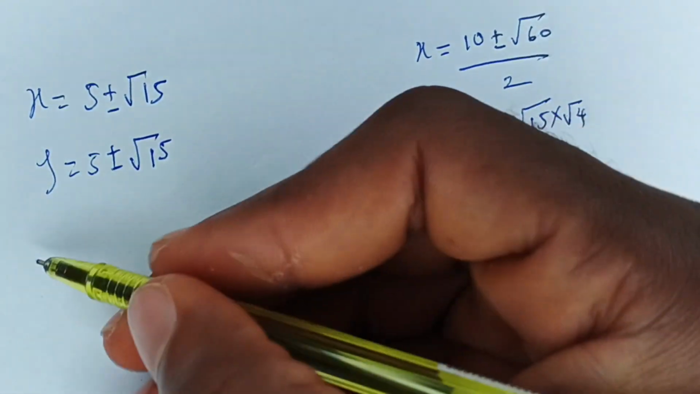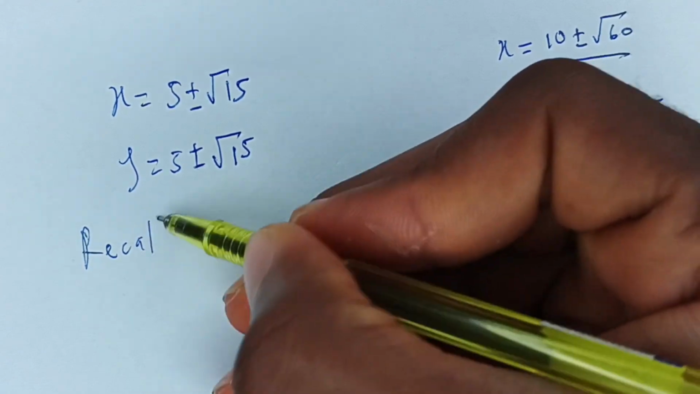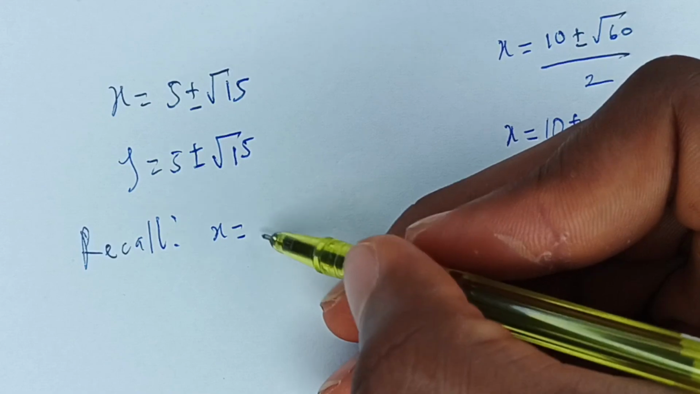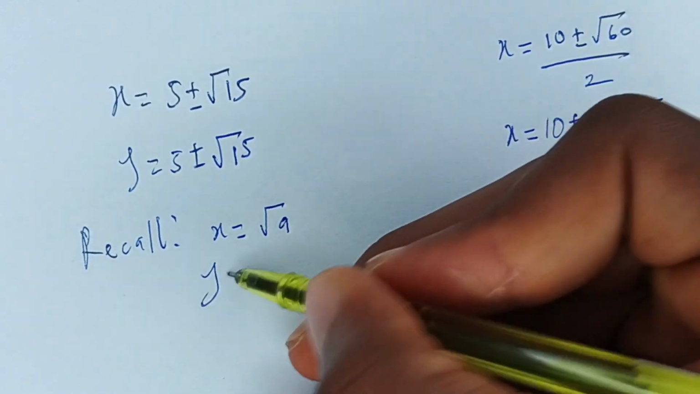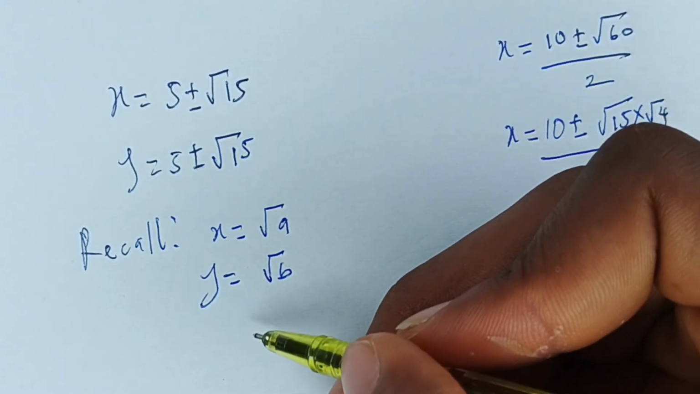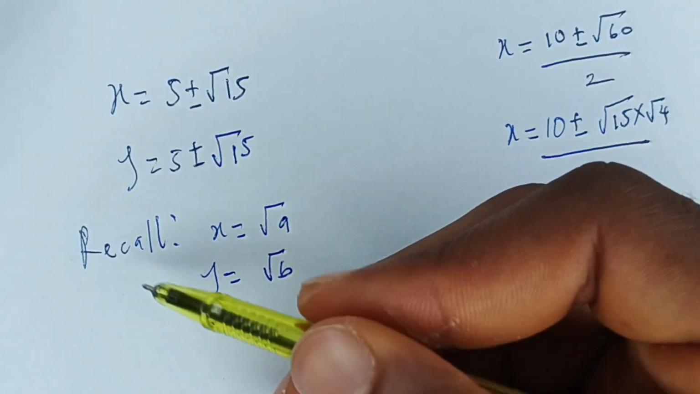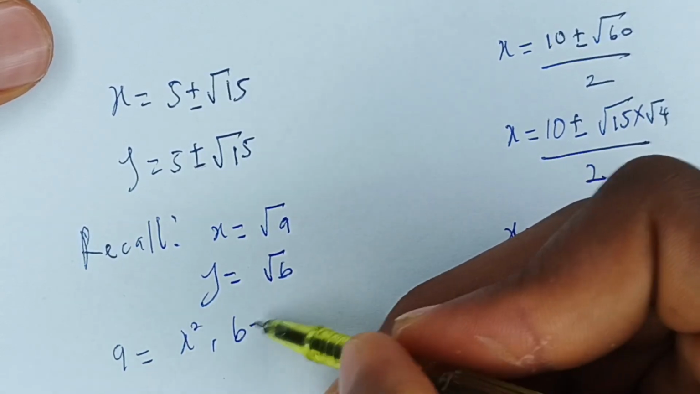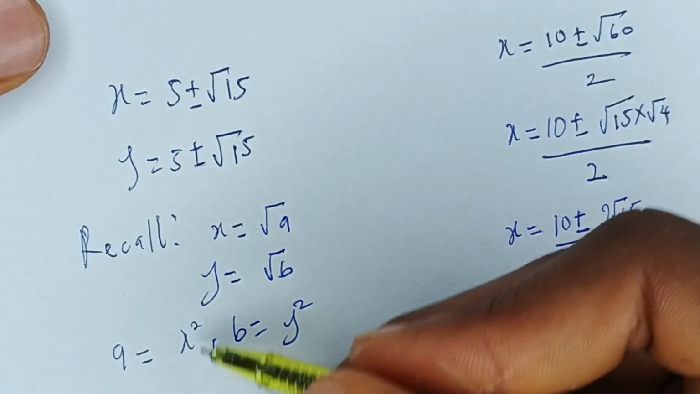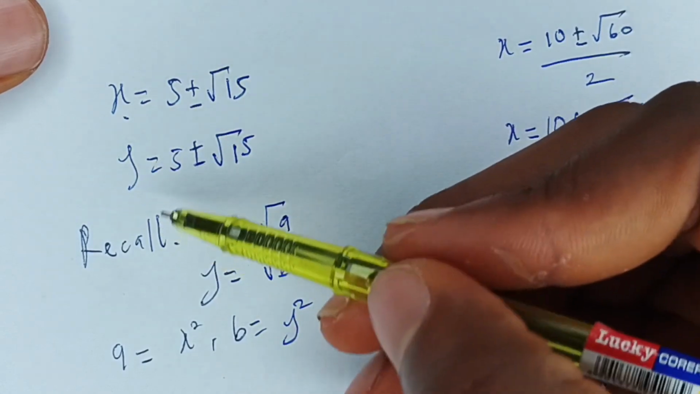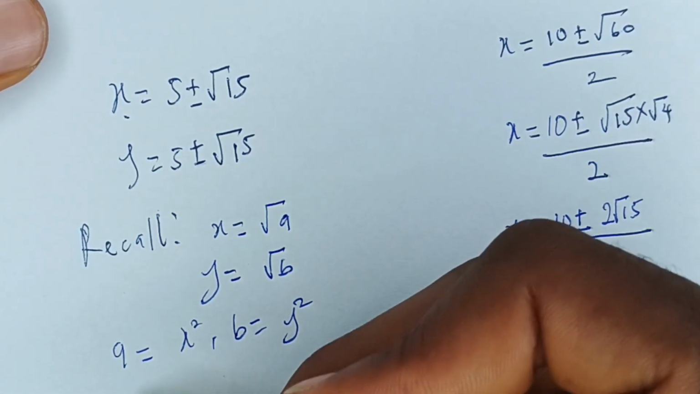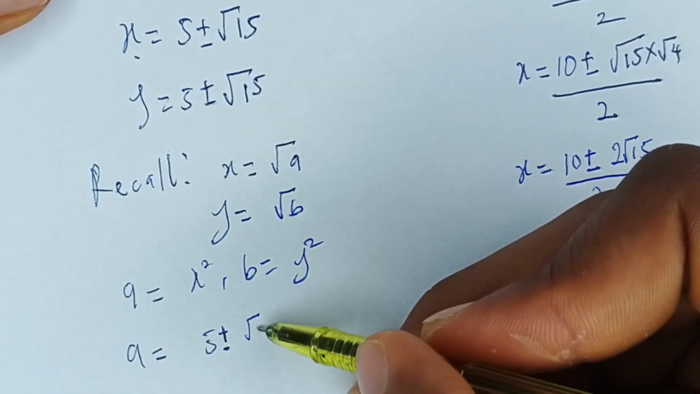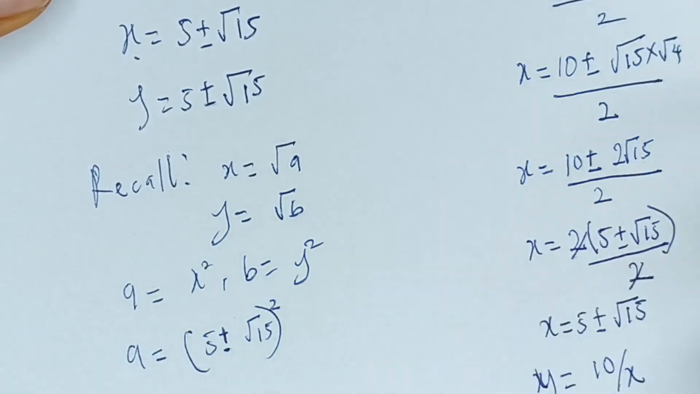But then recall again that x is equal to square root of a and y is equal to square root of b. So a will be equal to x squared, and b is equal to y squared. Let's quickly do that now. We square x and we square y. So for a, we have 5 plus or minus root of 15, squared.